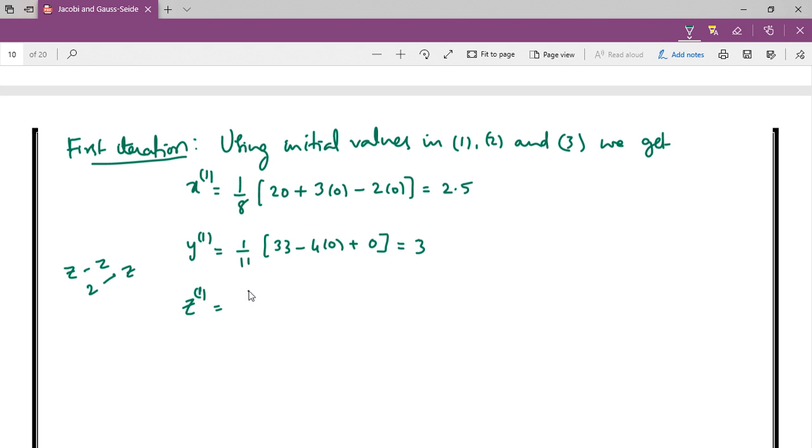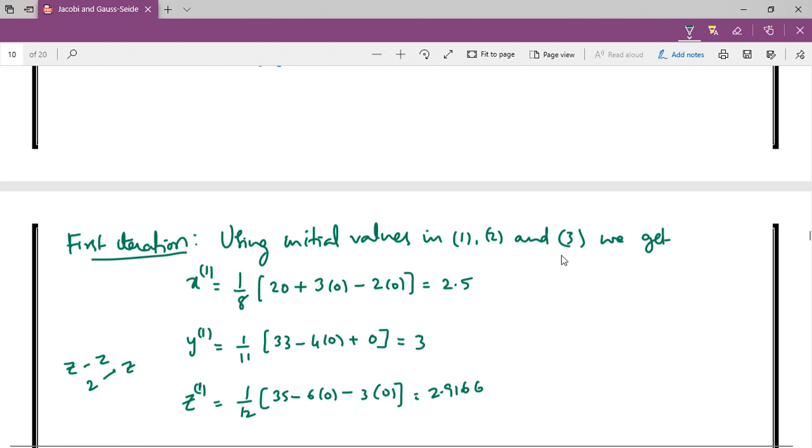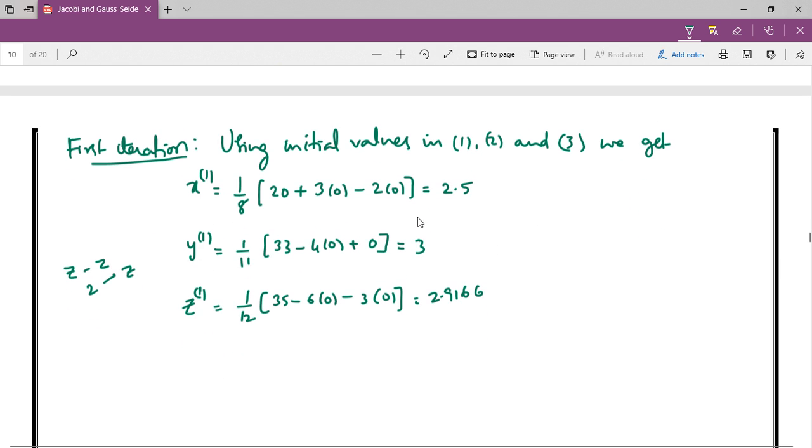This is Z. So this is 1 by 12 into 35 minus 6 into 0 minus 3 into 0. So this gives us 2.9166. So we have finished the first iteration. The first iteration is nothing but using the initial values 1, 2, 3 in equations 1, 2 and 3. Now let us go for the second iteration.